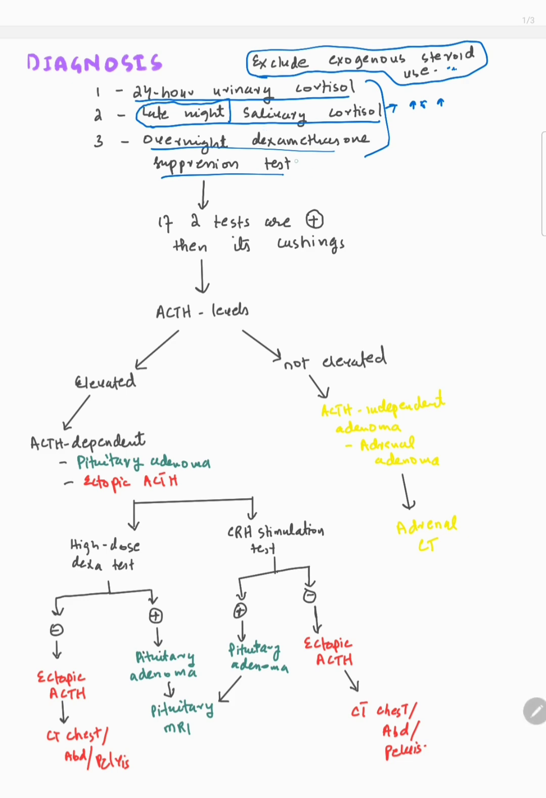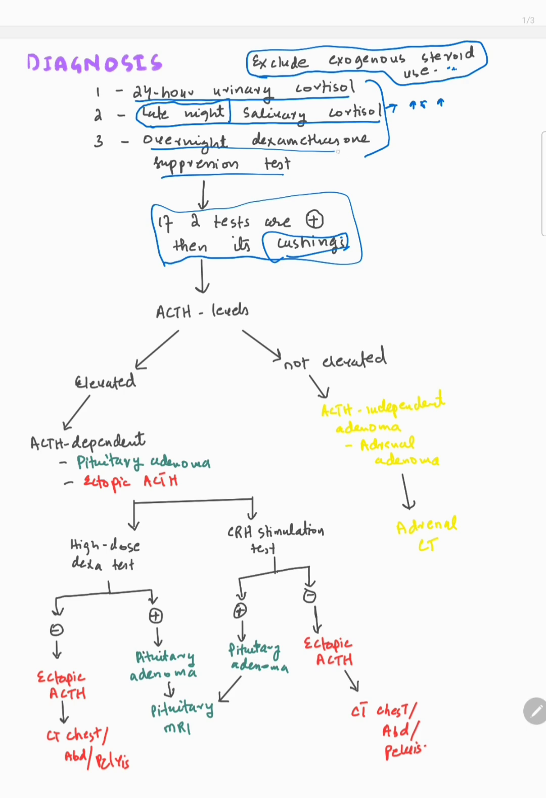And then there is the dexamethasone suppression test. We just give 1 milligram of dexamethasone, and then the next morning, about 8 or 9 a.m., you check for the suppression of the cortisol. If it is not suppressed, then that means it's basically Cushing's, right? It points to Cushing's. So if any of the above tests are positive, then we can say it's Cushing's. You can just say it's Cushing's if any of the above tests are positive.